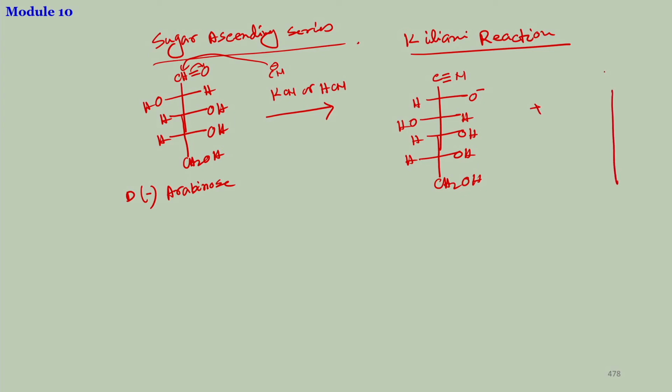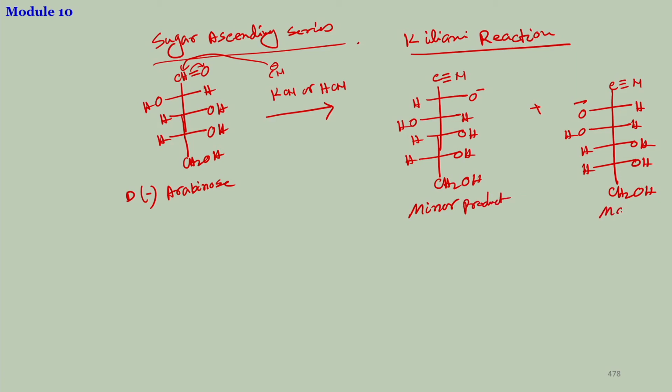Plus you will have the other one, where this is H, this is O minus, with the rest H OH, OH H, H OH, H, CH2OH. It turned out that this is actually the minor product and this is actually your major product.